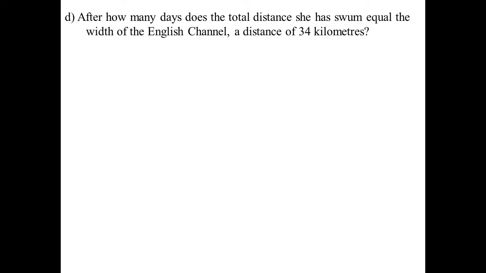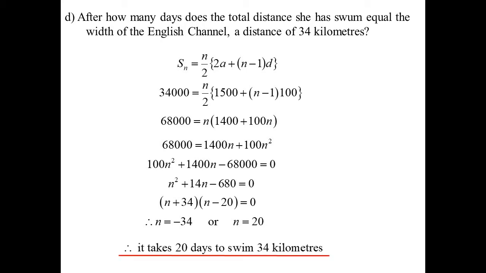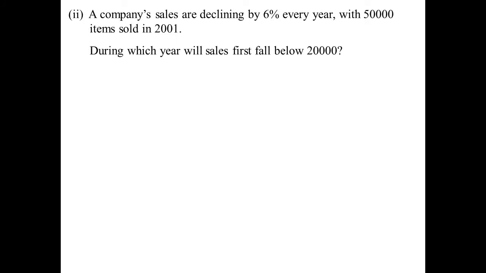After how many days does the total distance she swam equal the width of the English Channel? That's 34 kilometres. All right, so we want the sum to be 34,000. It's n we're trying to find. So we end up with a quadratic. Multiplies together to give negative 680, adds to give 14. 34 and negative 20. Pretty clever. That's pretty obvious. Think about it, it says n equals negative 34 or n equals 20. So really it's 20 days. But if you think about it, she should have on the first day just gone, I did that 34 days ago. But let's have a look at this one.